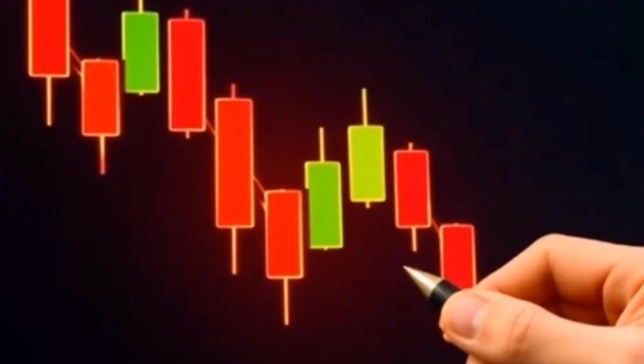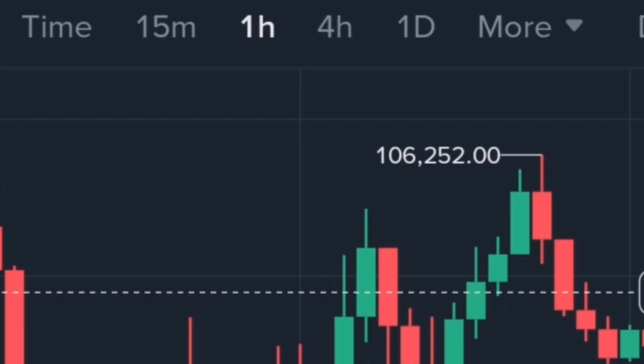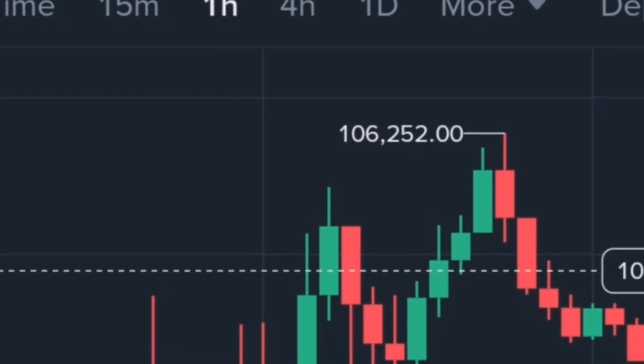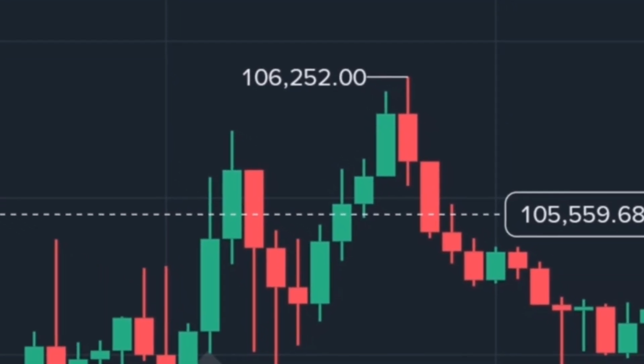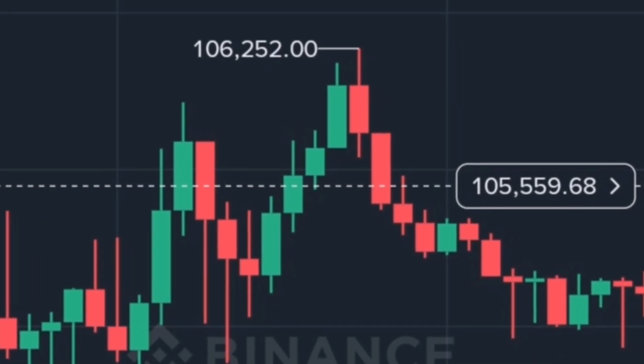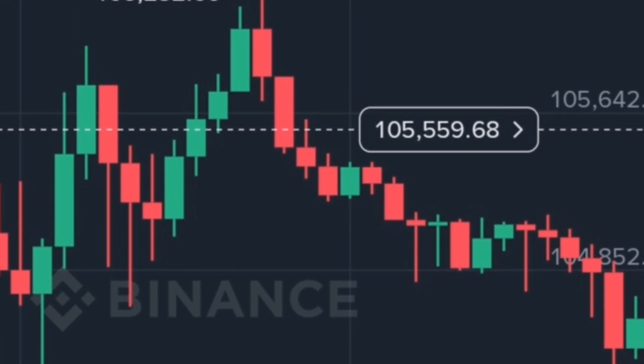A candlestick is a visual way to represent price movement during a specific time period. That time could be 1 minute, 15 minutes, 1 hour, or even a whole day. Each candlestick tells a story: where the price opened, how high or low it went, and where it closed.